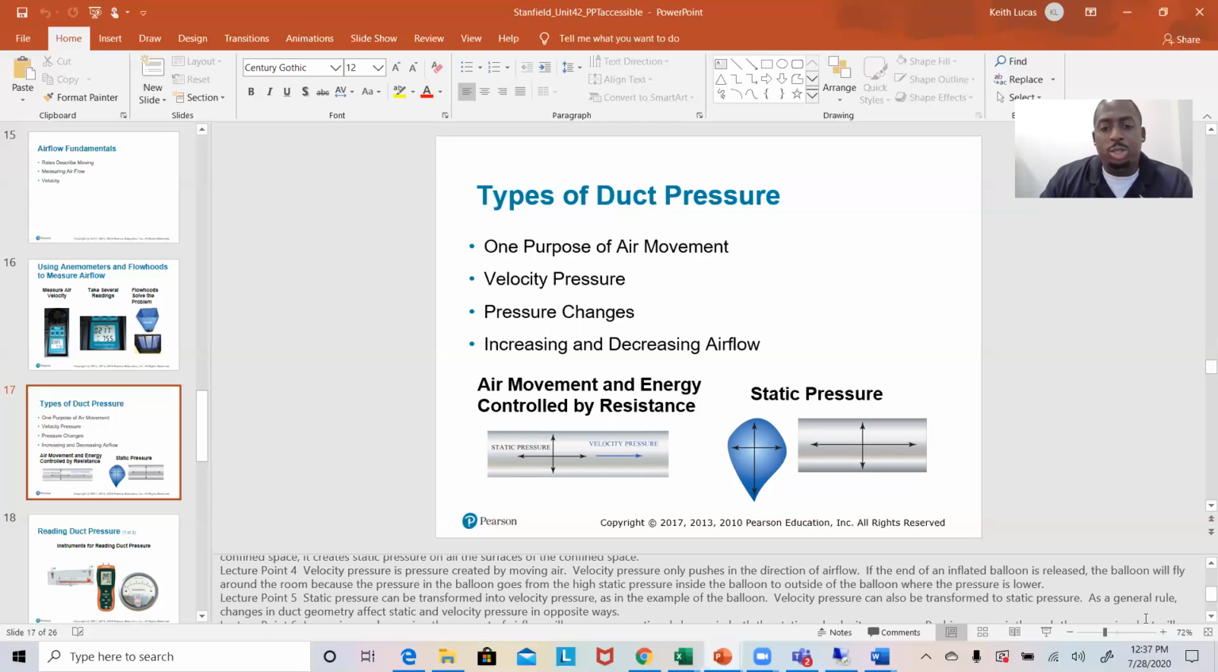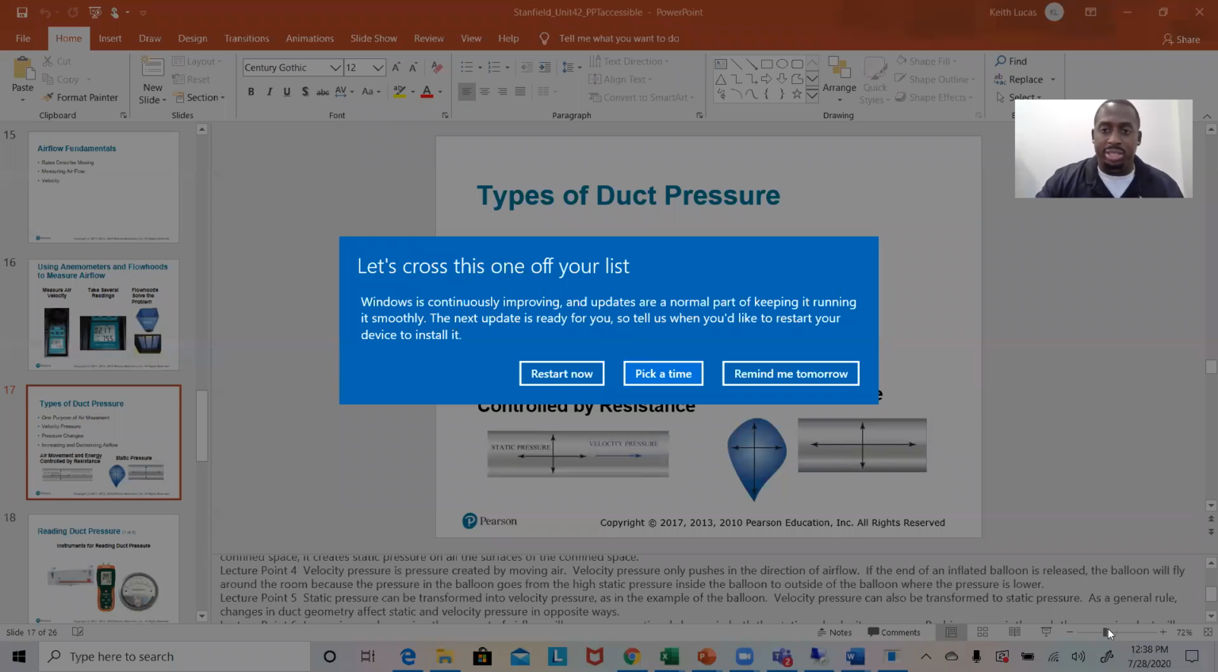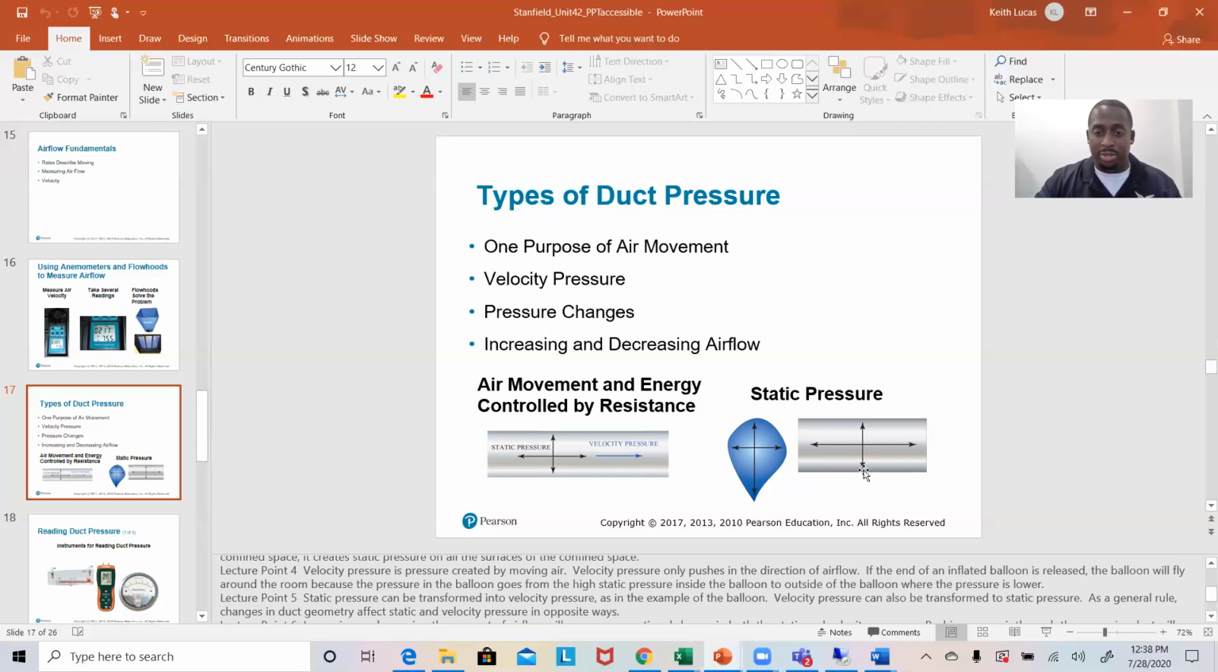Velocity pressure is pressure created by moving air. Velocity pressure only pushes in the direction of the airflow. So again, the static pressure goes in all directions against the surfaces of the space. Velocity pressure is the pressure going in one direction with the airflow.